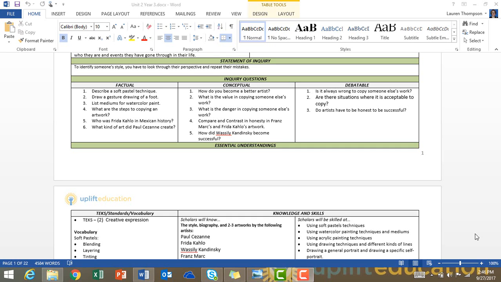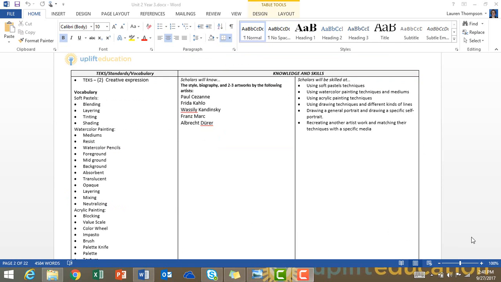I was hoping with this unit to bring up some debatable questions around copyright laws, around appropriation. Is it always bad to copy somebody else's work? Can something be gained from copying somebody else's work? Do we have to be honest as artists? With my conceptual questions, I ask specific questions about the specific artist that we're going to study, and what's the value and what's the danger in copying someone else's work. In my factual questions, I really focused on the skills and the media that they're going to learn, and again, who these famous artists were in history.